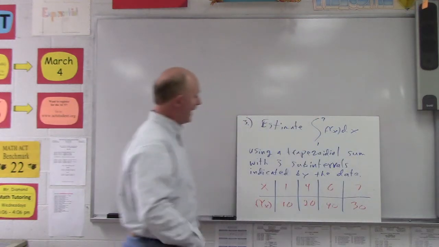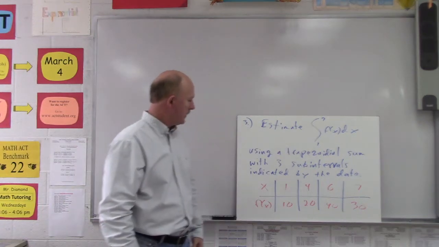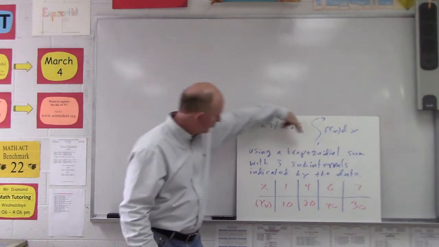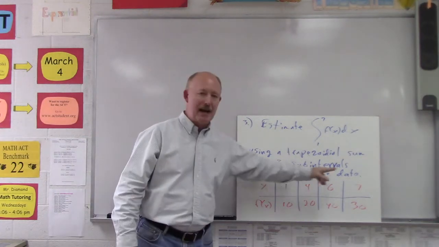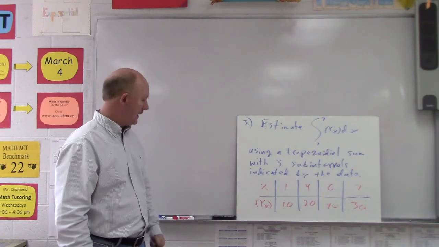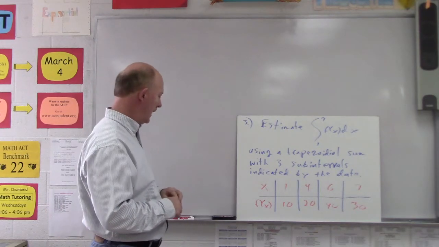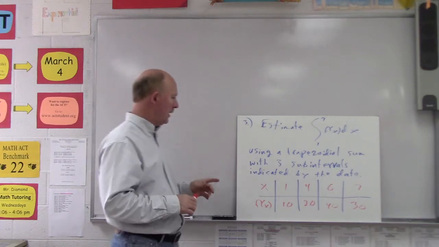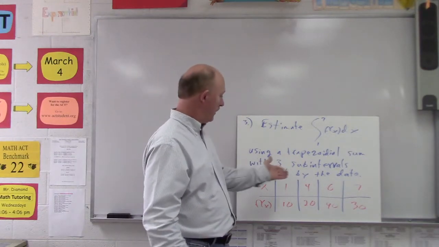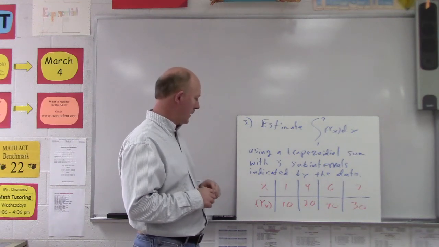Now, we're going to estimate the area between the curve and the x-axis from 1 to 7, using a trapezoidal sum with 3 subintervals indicated by the data. With 3 subintervals, that means we're going to be using 3 trapezoids.